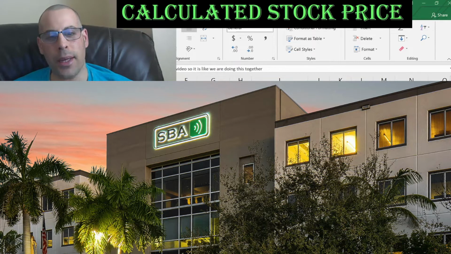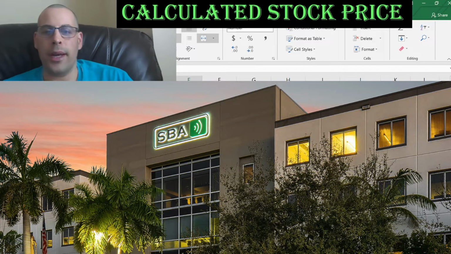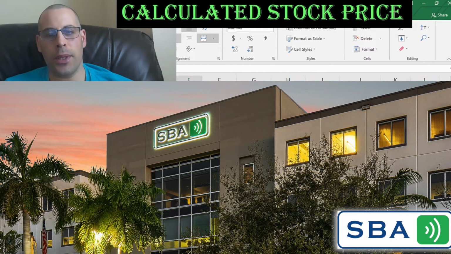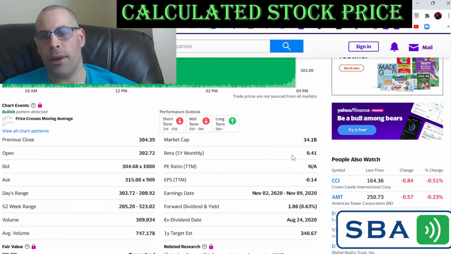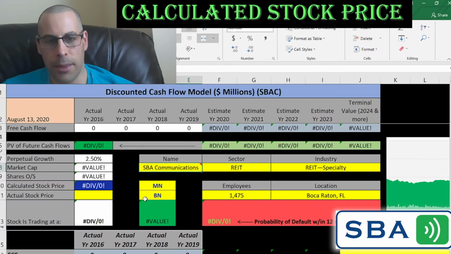The company we're going to look at today is SBA Communications. This is a REIT, and they own and operate wireless infrastructure. Let's get started with the model. This company has a market cap of $34.1 billion. It's a pretty good sized company.